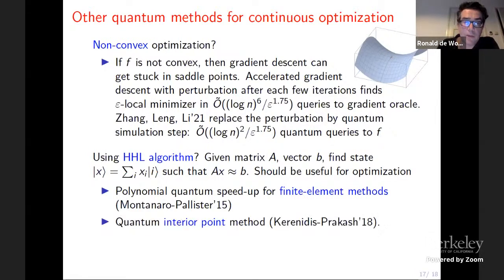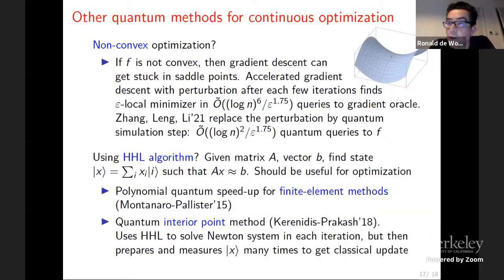And the other example I wanted to mention is a quantum interior point method due to Kerenidis and Prakash. Interior point methods are one of the most important general solvers for convex optimization problems. They're iterative, and in each iteration, they solve a linear system, the so-called Newton system. So Kerenidis and Prakash use HHL to solve this linear system. But then something very nasty happens. You get the delta of your point as a quantum state, but you actually want to be able to classically update your point.